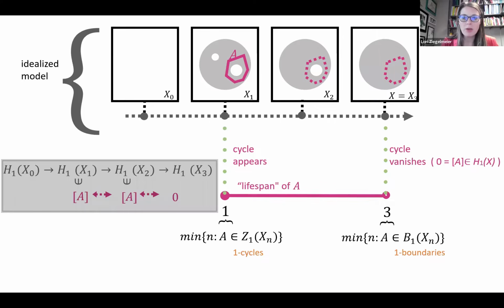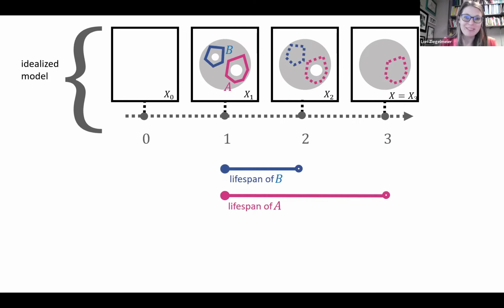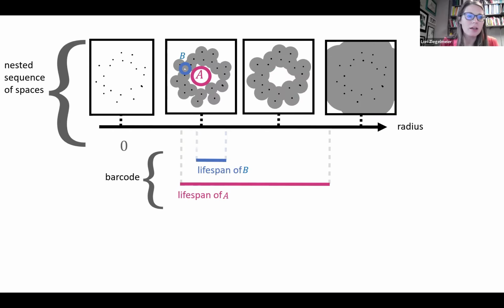So a lot of times in our analyses, we first start with recording this interval decomposition of our topological space. We can do this for both of the cycle representatives, and we call this a barcode. And of course, we can extend beyond this idealized model to instead consider a nested sequence of spaces. Now, I should say, it's common that we often say, since the lifespan of A is longer, it's more robust in some sense.